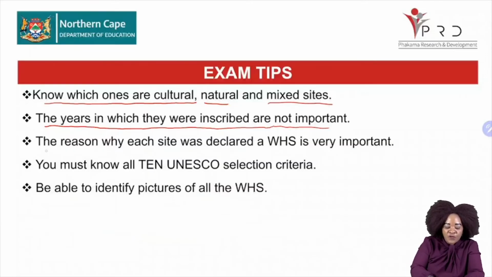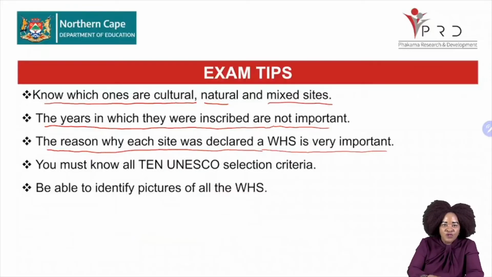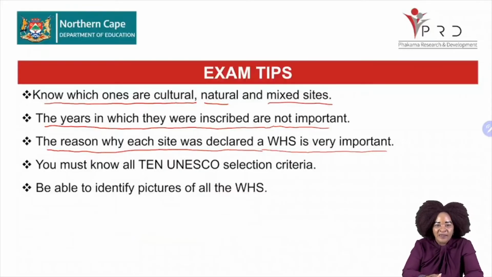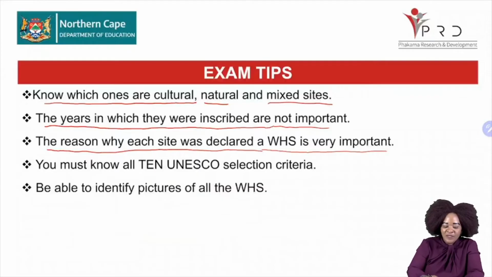And also, the reason why each site was declared as a World Heritage Site is very important, because you need to know, if you're talking Robben Island, why was Robben Island declared a World Heritage Site? What significance does it have for the tourists and also for the South Africans? If you're talking of Komani, World Heritage Site, you need to know why it was even declared a World Heritage Site in the first place. So you need to know all that information.